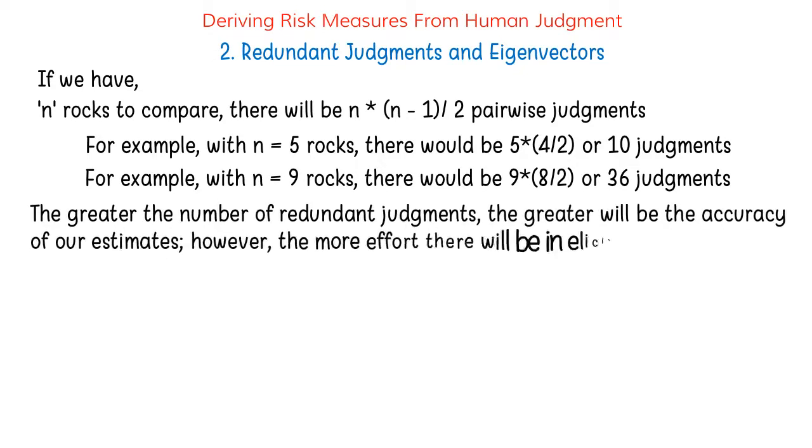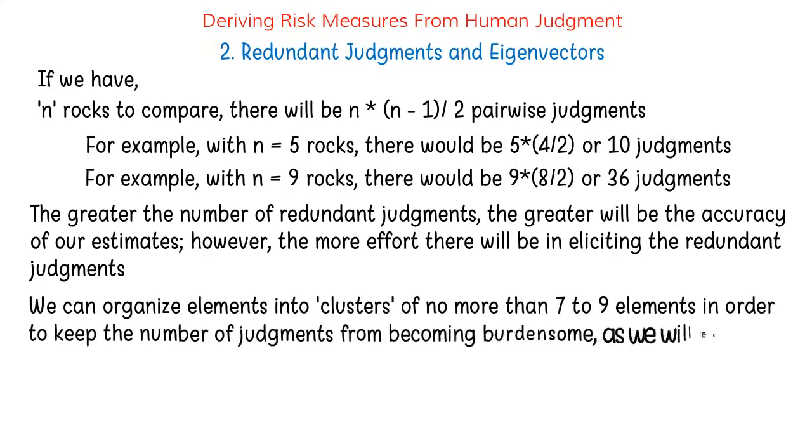The greater the number of redundant judgments, the greater will be the accuracy of our estimates. However, the more effort there will be in eliciting the redundant judgments. We can organize elements into clusters of no more than 7 to 9 elements, in order to keep the number of judgments from becoming burdensome, as we will explain shortly.